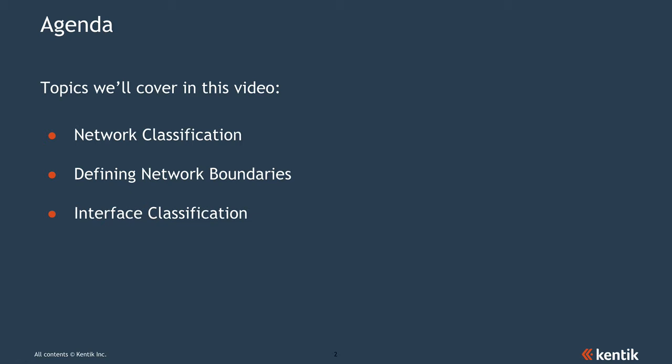The topics that we will be covering in this video include an overview of network classification, what it is and how it's configured, a look into what Kentik calls network boundaries and how they are defined, and then applying that to understand how interface classification works and is configured.